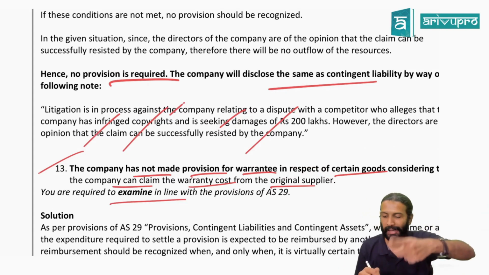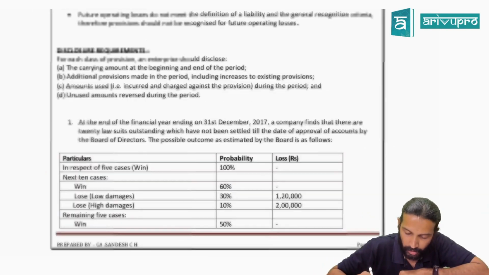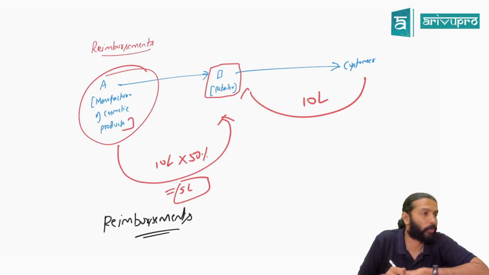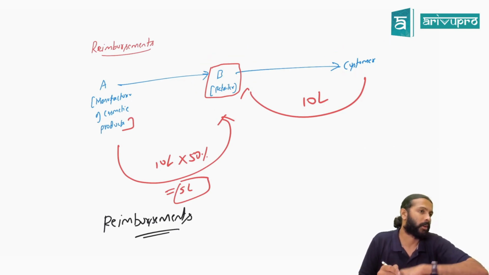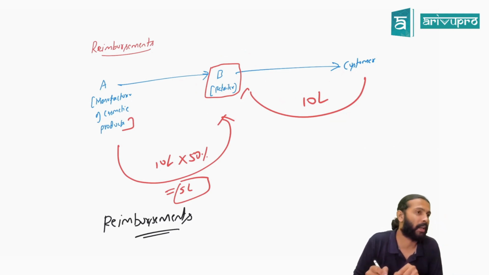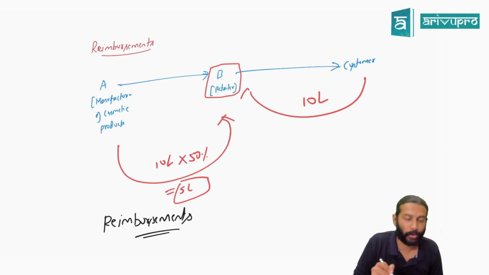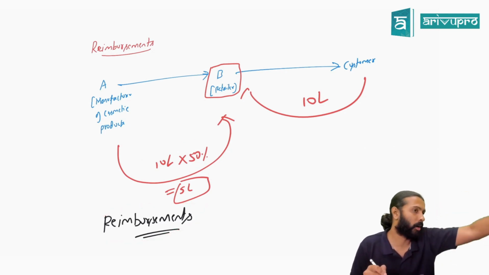You remember that example I gave you, cosmetic product? What happened in that cosmetic product, sir? Here only example I had written. What happened here? A was what? Manufacturer. B was what? Retailer. What did the retailer do? He sold the goods to customer. If customer claims any money, then what will B Limited do? 50% of that money he will claim it back from A Limited. Yes or no? That only we called it as what? Reimbursements.